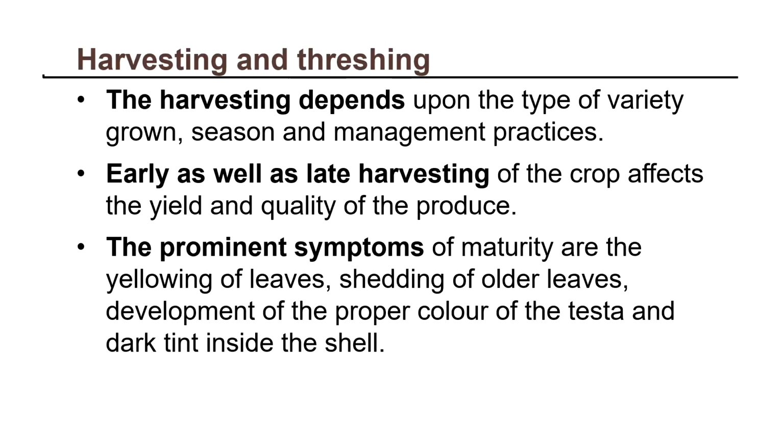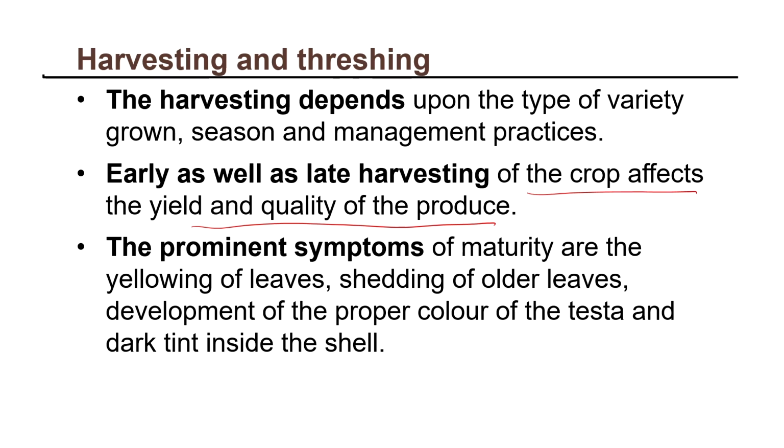Up to now, you have seen the insect pest and disease management in case of groundnut. Let us see harvesting and threshing. Now, your crop is at physiological maturity or harvest maturity, and you are going to harvest. How it is done, let us know. The harvesting depends upon the type of variety grown, season and management practices. Early as well as late harvesting of the crops affect the yield and quality of the produce. So, crop should be harvested at right time.